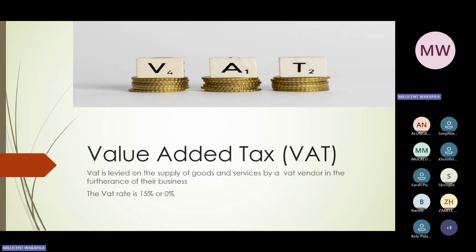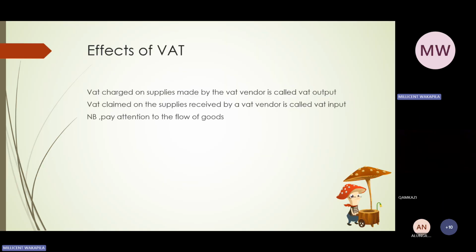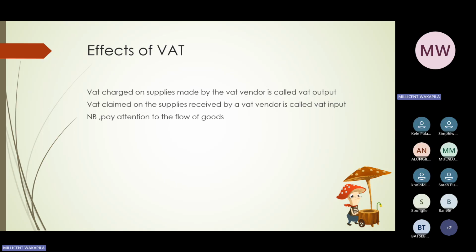So moving on to the next slide, we're talking about the effects of VAT. VAT charged on the supplies made by the VAT vendor is called VAT outputs. VAT claimed on the supplies received by a VAT vendor is called VAT inputs. What am I trying to explain here? VAT can either be charged or claimed. When we are charging VAT, we are charging on the supplies that are made by the VAT vendor, and it's called VAT outputs.